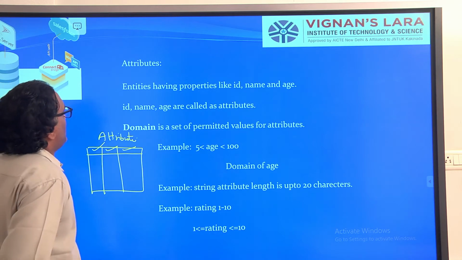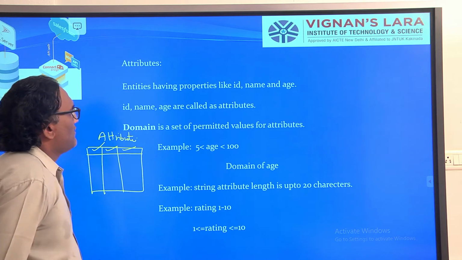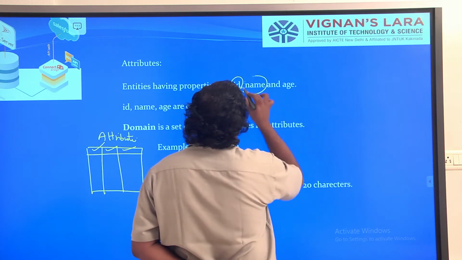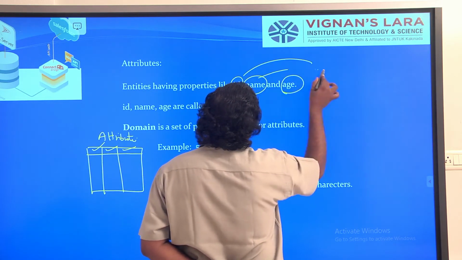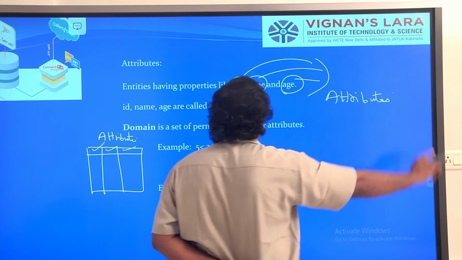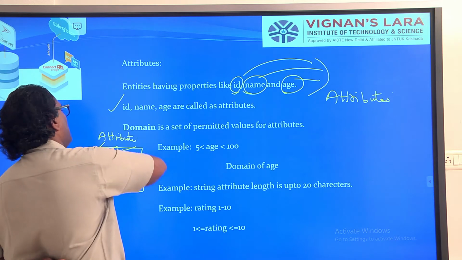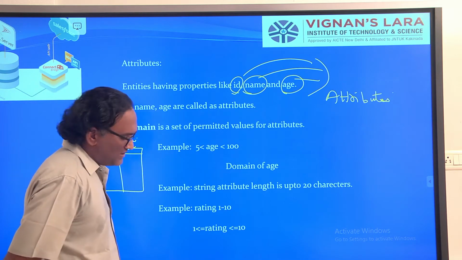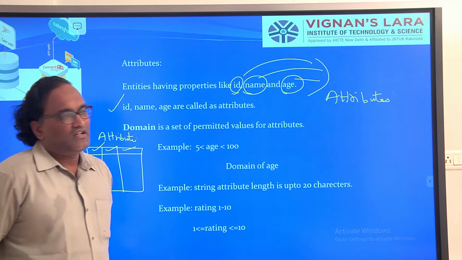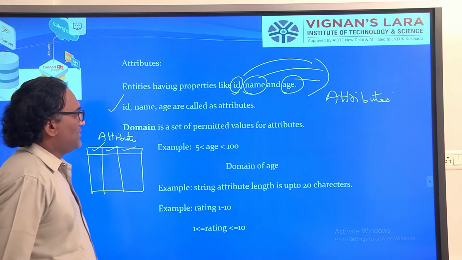Let us look at this. Entities have properties like ID, name and age. So this ID, name, age are called attributes. And domain is a set of permitted values for attributes. Attributes contain a domain; attributes are defined with a domain.